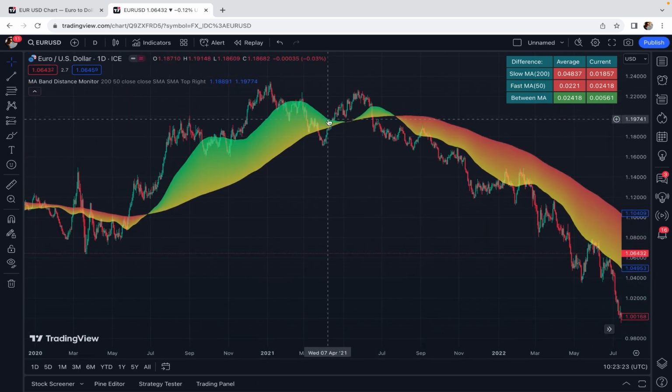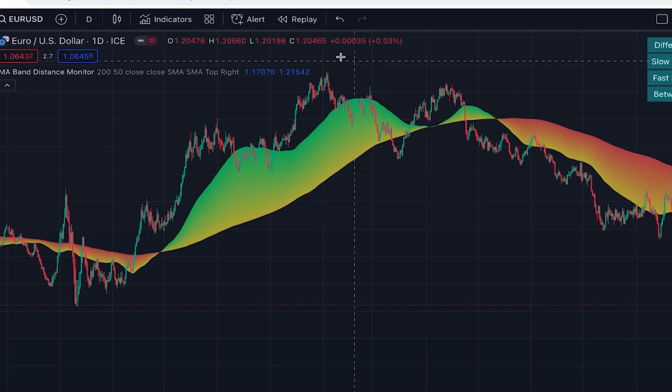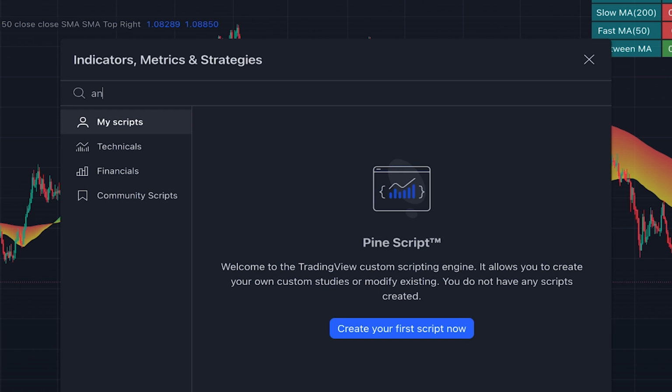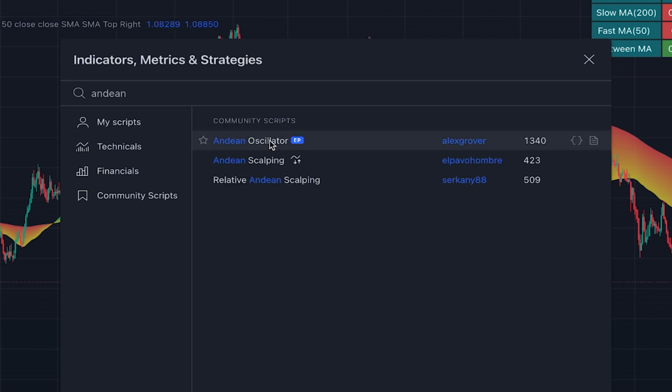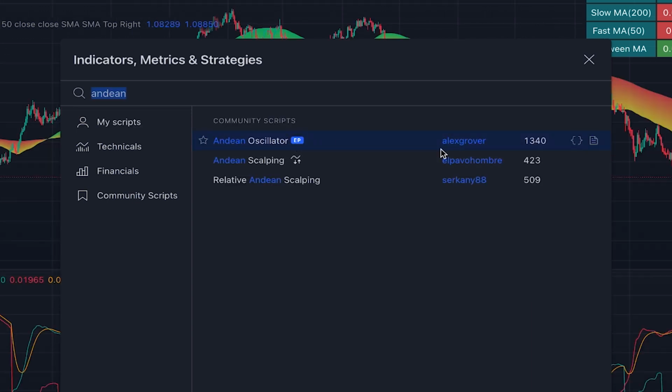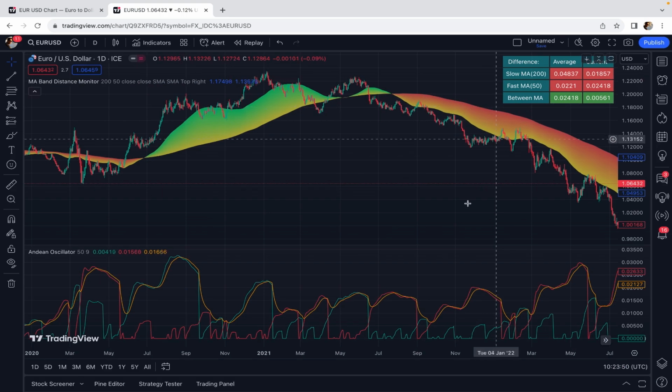In this situation, we don't take any trades. I will show you examples later, don't worry about this. And the next indicator that we want to add is the Andean oscillator, this one, which is an editor's picks indicator and written by Alex Grover. Alright, this is the Andean oscillator, and we're going to use it with its default settings, and it will help us to identify increased momentum during trends.